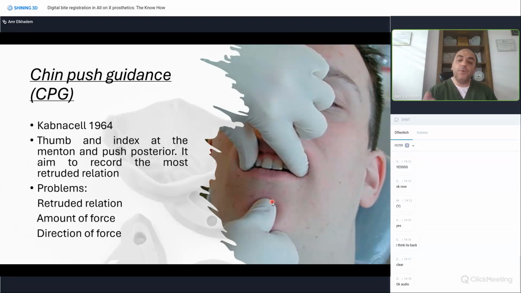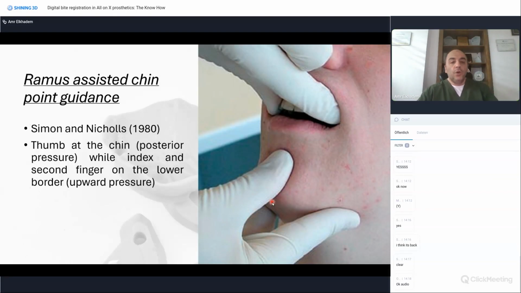Number 3, if you are a right-handed operator and you push the patient to the back, probably he will go to the back and a little bit to the left. And the opposite happens when you are left-handed. So you are not mediolaterally centralized in many cases. So it's not the best way, but this is how the most retruded guys used to record the jaw relationship. When we started in the 80s to know that it's not the most retruded, maybe it's a little bit top, the technique was changed a little bit.